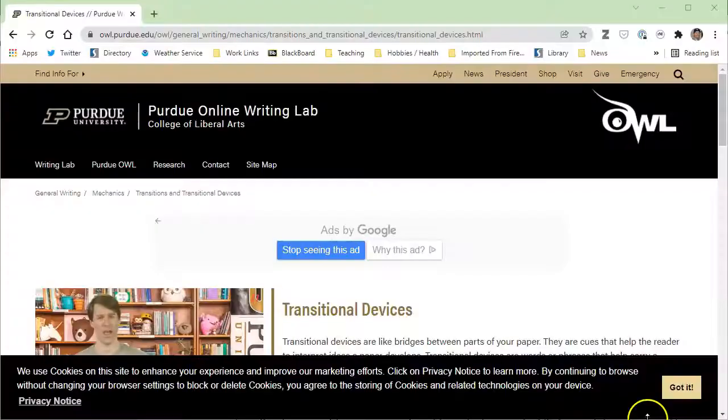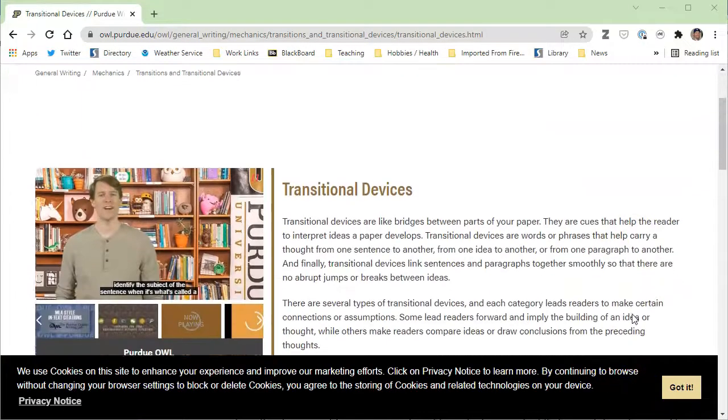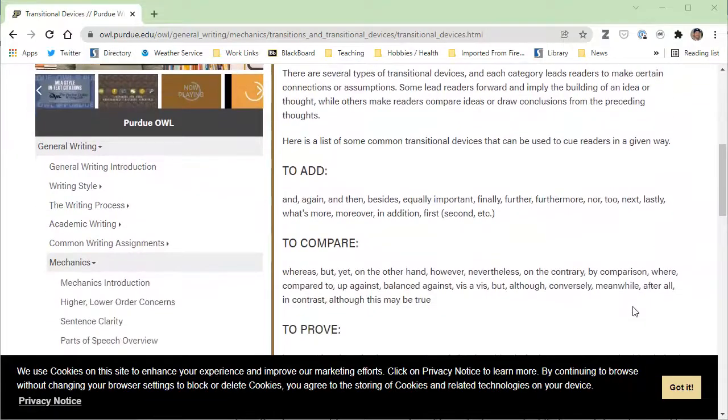So I'm going to walk you through very quickly how to use transitions and where you can find good ideas for transition signals. On the Purdue OWL, they have a short page about transitions and transitional devices. And what I wanted to call your attention to are these different relationships. That's really what transitions are doing: helping us understand the relationships between what you said in one sentence or one paragraph or one section of your documented argument, or whatever it is that you're working on. What's the relationship between that idea and the idea that's coming up?